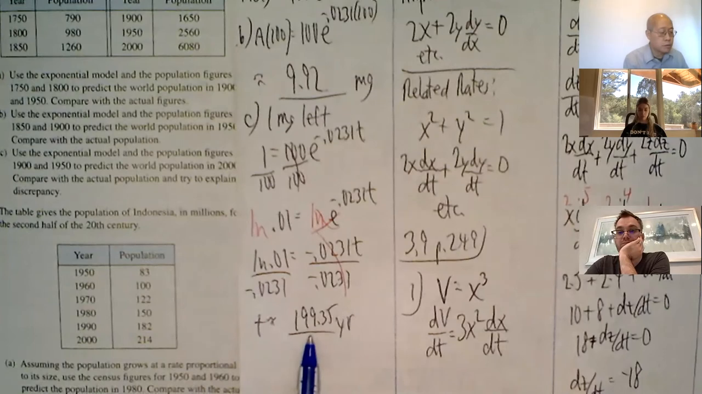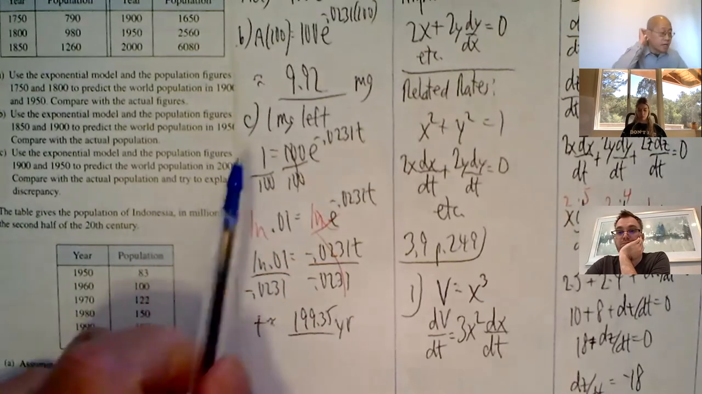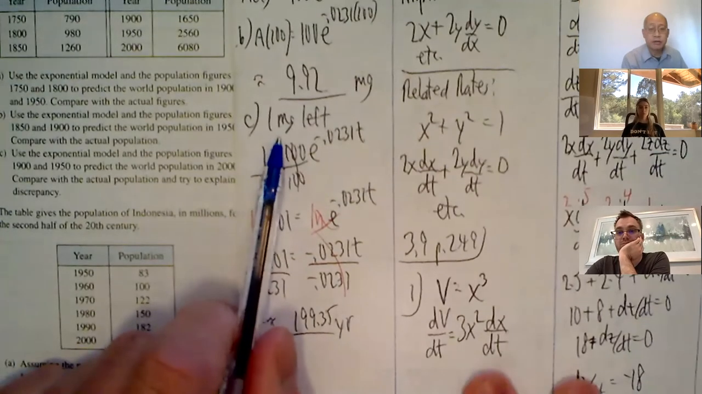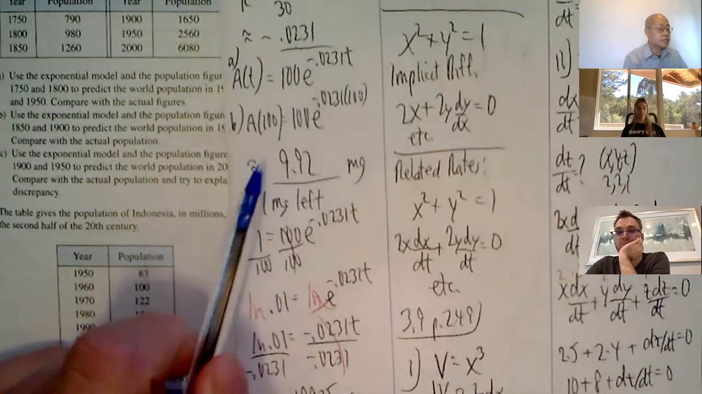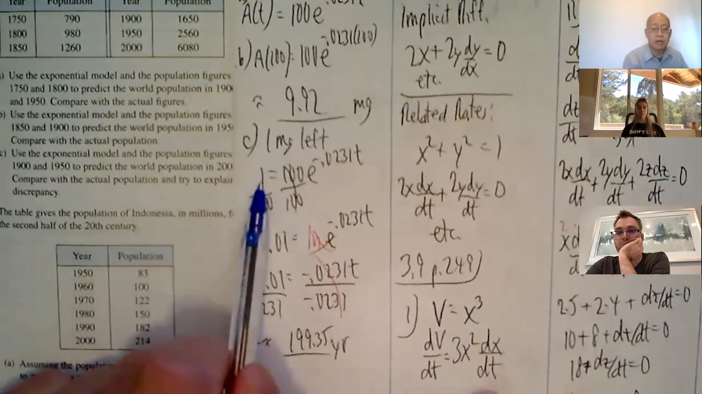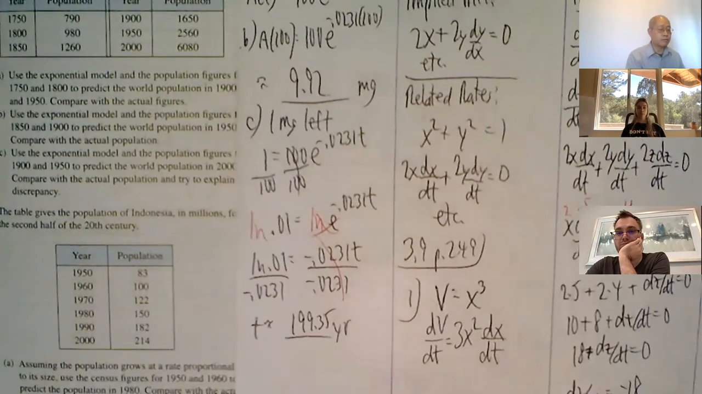That would be the answer. Okay, so if this thing decays at the same rate, and this is making a big assumption that there's no changes, right? There's no cesium that's introduced to the system and nothing sneaks out somehow. Okay, then after almost 200 years, you'd be down to 1 milligram.